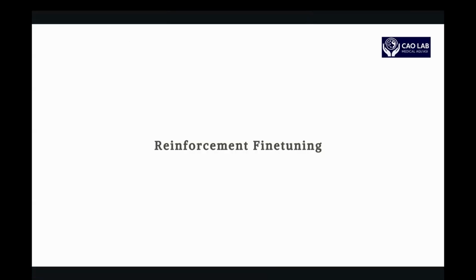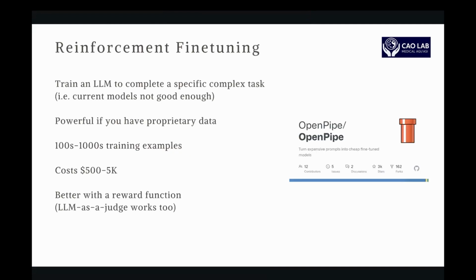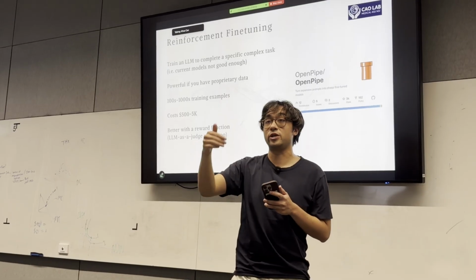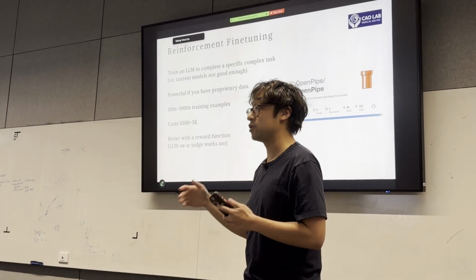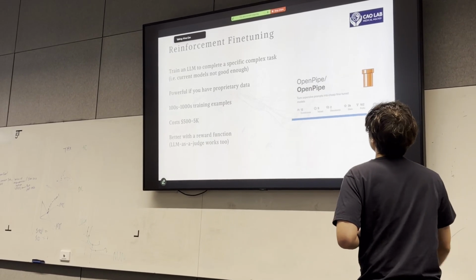So the second technique that you can do, which is much more prevalent in companies, is something called reinforcement fine-tuning. How it works is that you essentially train an LLM to complete a specific complex task, right? And usually it's with some kind of proprietary data. You need around hundreds or thousands of training examples, right? And it costs roughly this range. And it's generally better if you have some kind of reward function, so that the AI knows that it's doing the right job, right? That kind of signal is very useful.